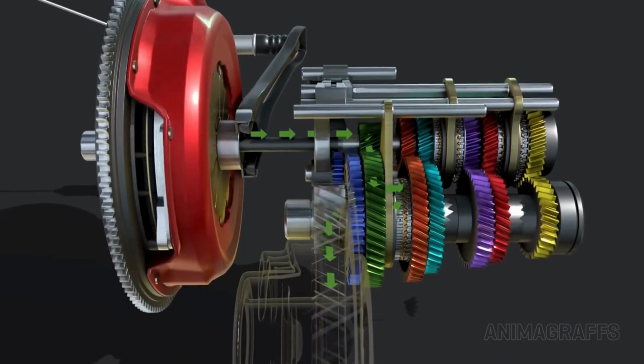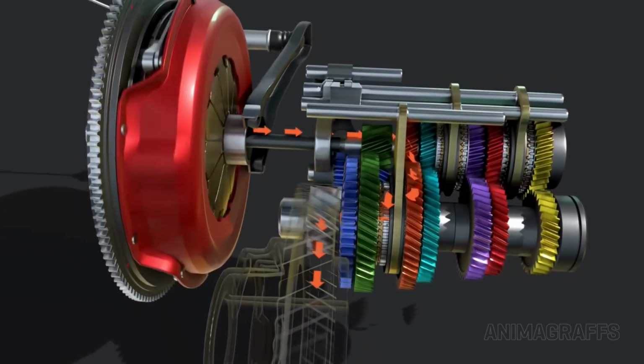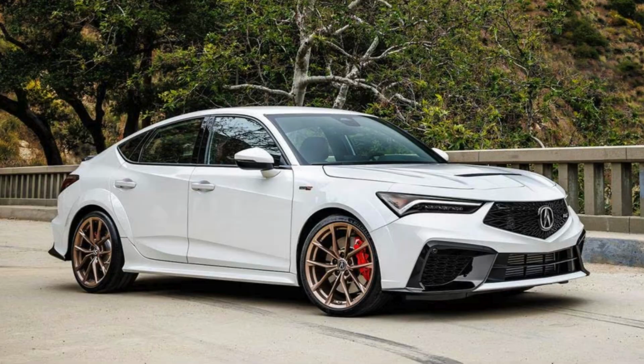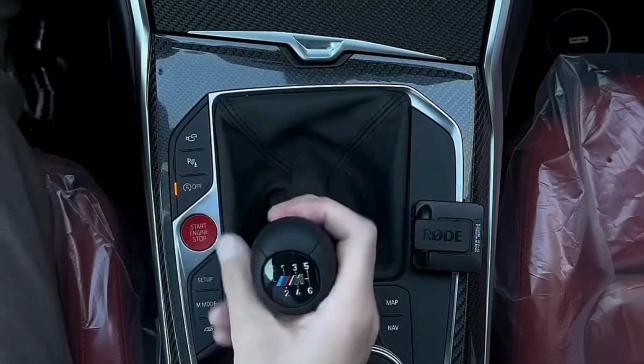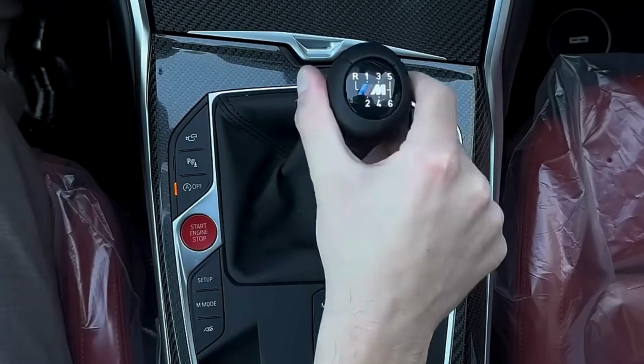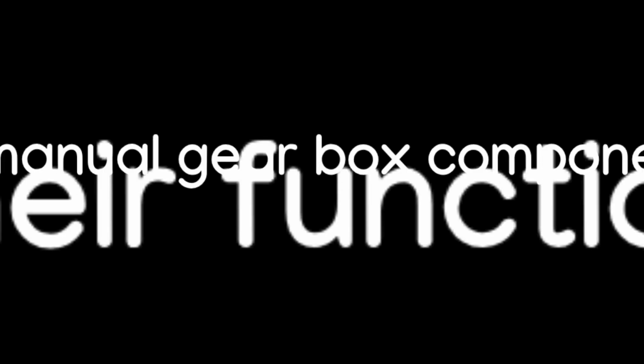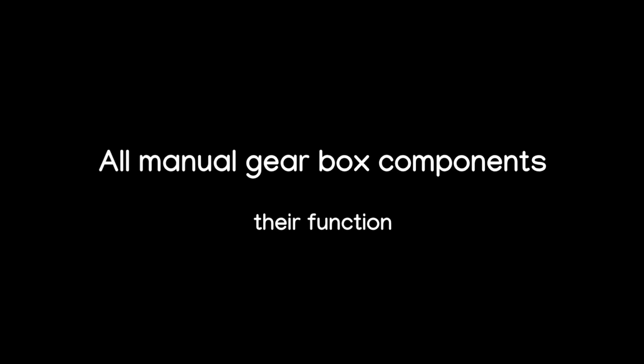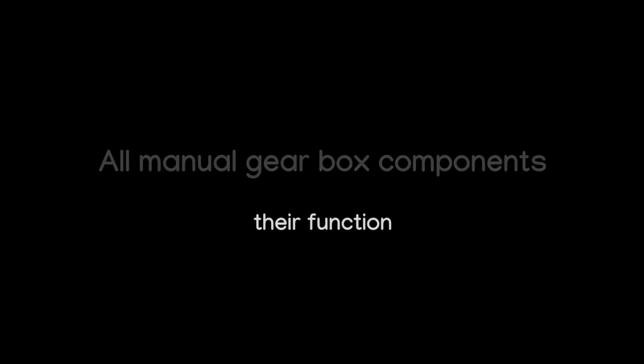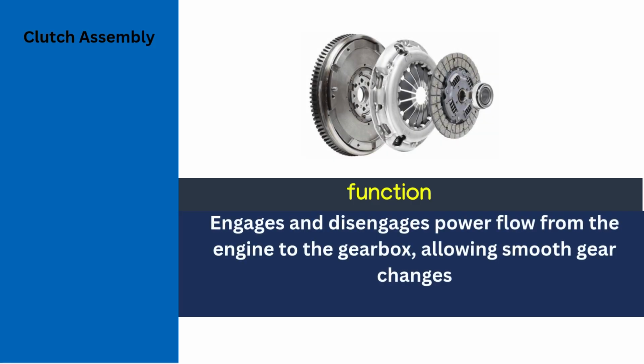A manual gearbox, or manual transmission, consists of several key components that work together to transfer power from the engine to the wheels. It is designed to allow the driver to manually select different gears. In this video, we are going to look at all the components of a manual gearbox and their functions. So, let's get started.